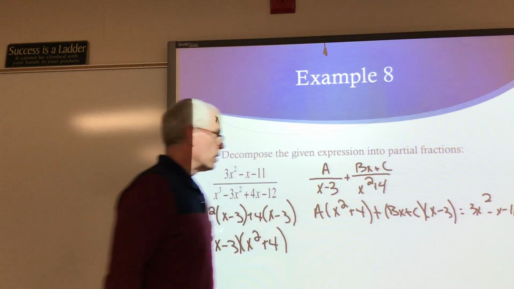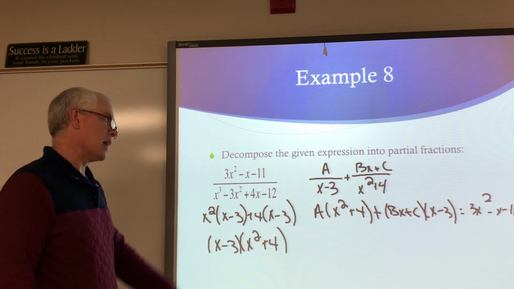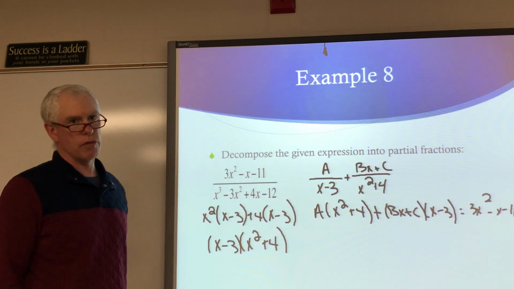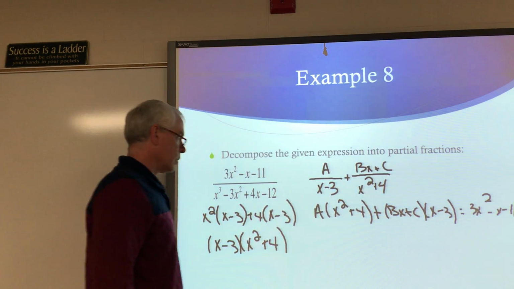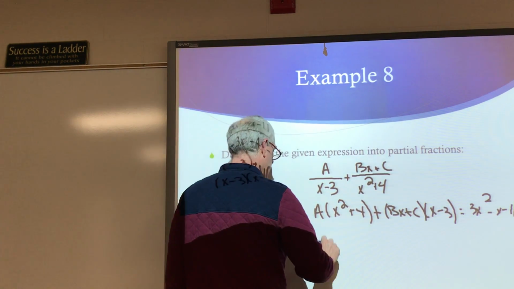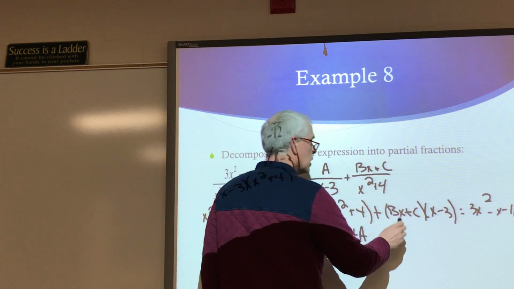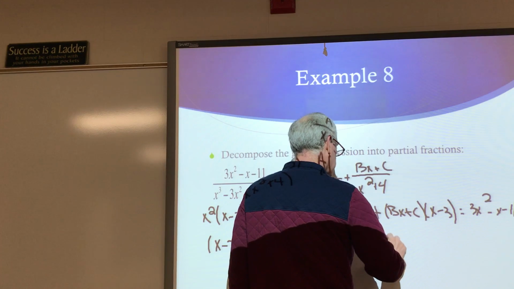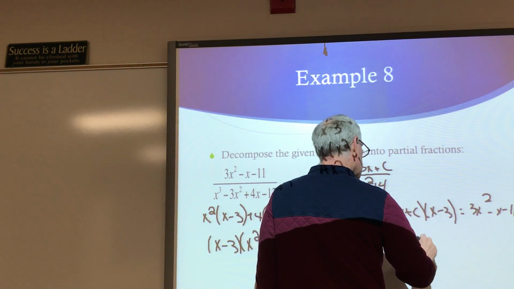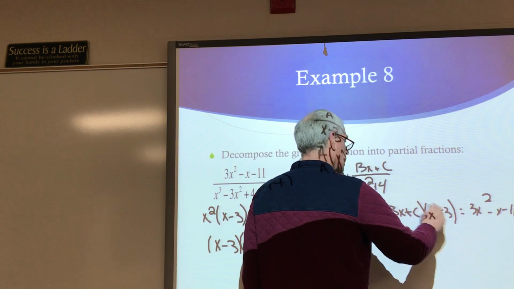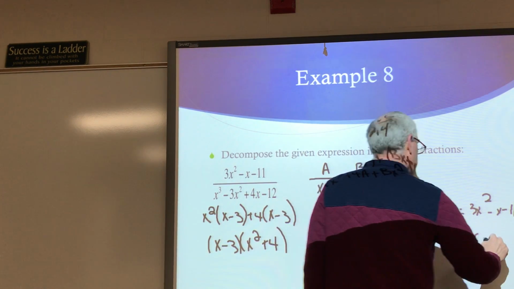Okay, so now I can't do this by picking a convenient value for x. I mean, I could pick 3 maybe and I could solve for A, but we're going to use matrices for this one. Okay, and I'm going to show you how to do this. So I'm going to distribute. This is going to give me Ax squared plus 4A. Okay, Bx times x is Bx squared. Bx times negative 3 is minus 3Bx, plus Cx minus 3C.